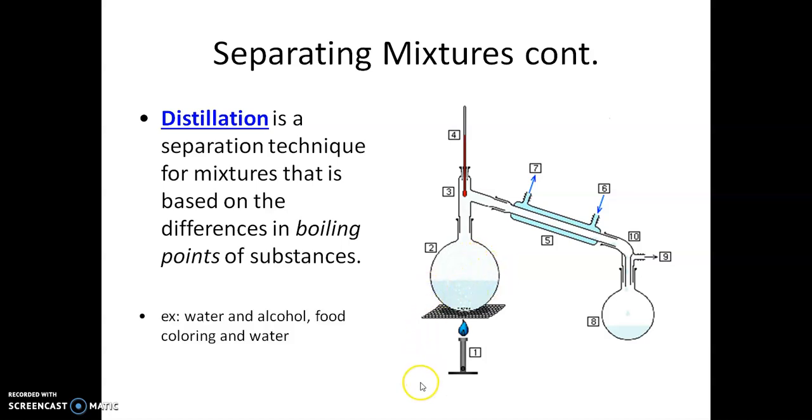It can work with anything that has different boiling points. All right, next one.